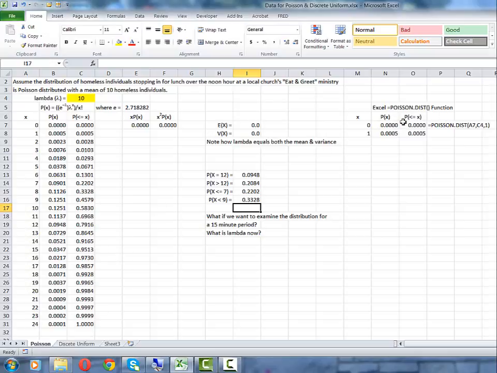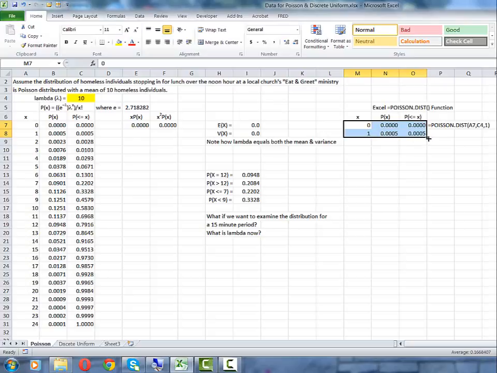Well, you can also use the Excel Poisson.dist function here. So if you identify the x value, identify the lambda, and then tell it whether you want cumulative or the probability. So if you want the probability, just put 0. If you want the cumulative, put 1.